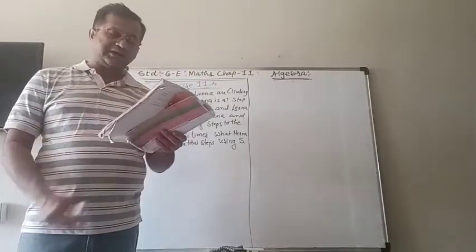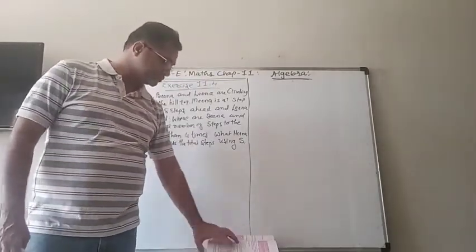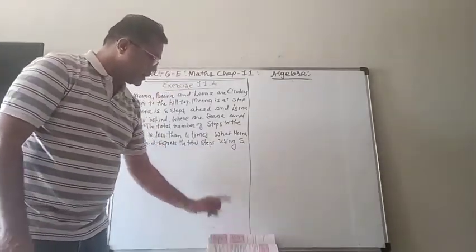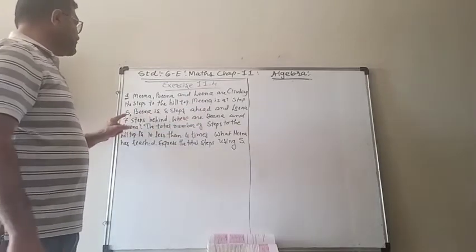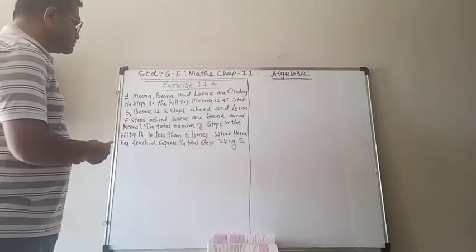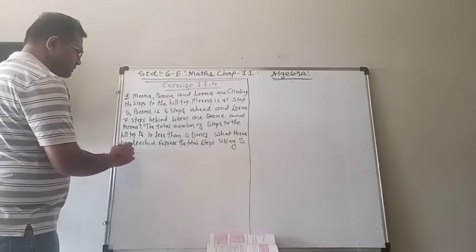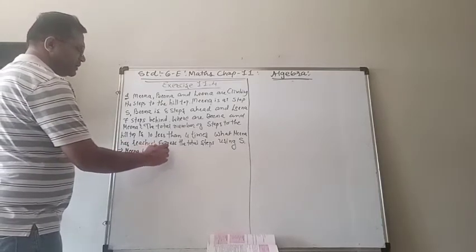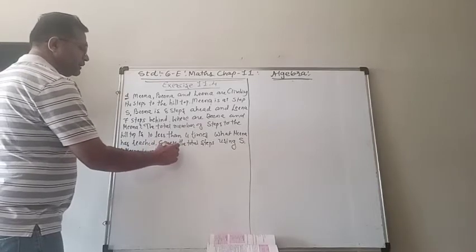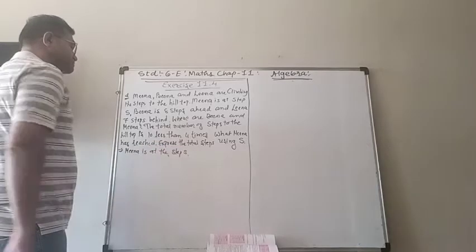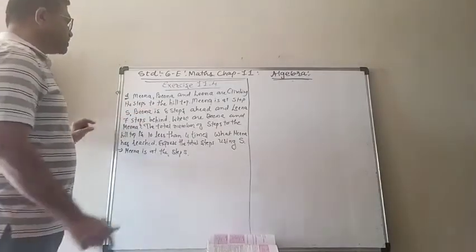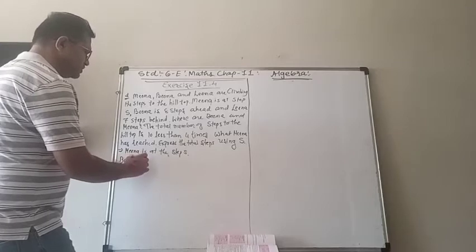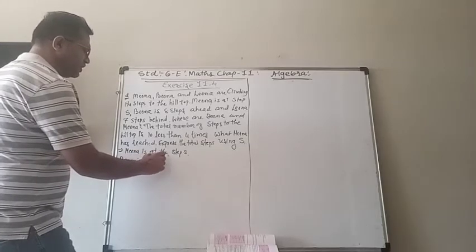Now in D, given that Meena, Bina and Lina are climbing the steps to the hilltop. And the relation is given that Meena is at the step S. Now the relation given is that Bina is 8 steps ahead.